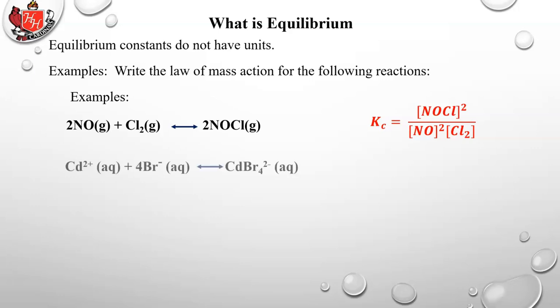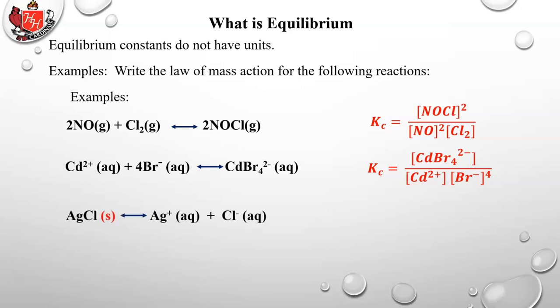So here's a cadmium ion and 4 bromide ions, and that produces CdBr4 2-. They're all aqueous, meaning they're in solution. They're not pure liquids, so that means they'll all go in the law of mass action, and that's what that would look like.